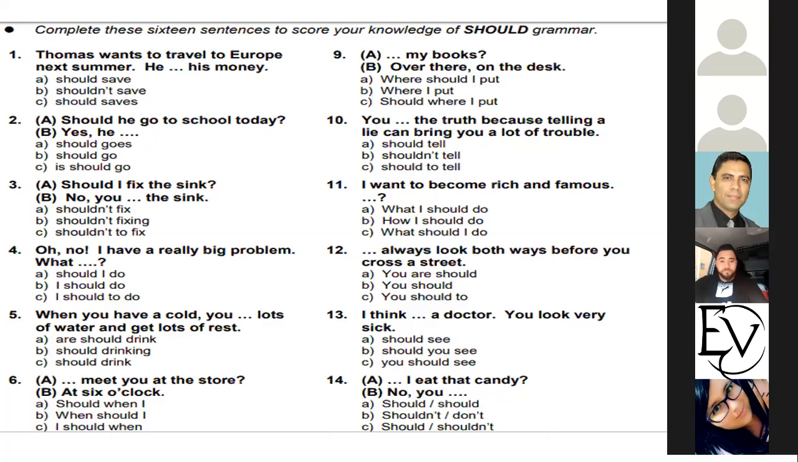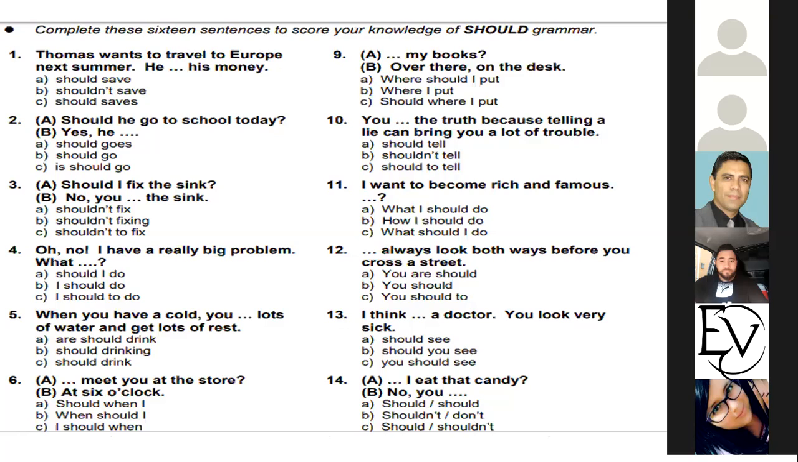Okay, number three. Should I fix the sink? No, you shouldn't fix the sink. It doesn't take "to" in the middle, right? The best option would be "a". No, you shouldn't fix the sink. Maybe the advice is because you won't be able to fix the sink. Okay, Christian. Thank you, Julie.